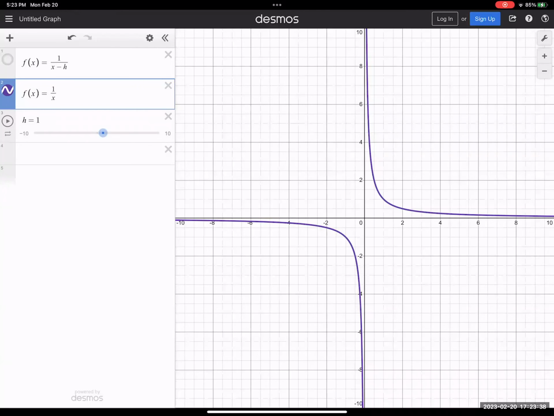Section 5.4. I feel like I could explain it a little bit better than the book can. So here we go. Rational functions. There are a couple characteristics that we have here.